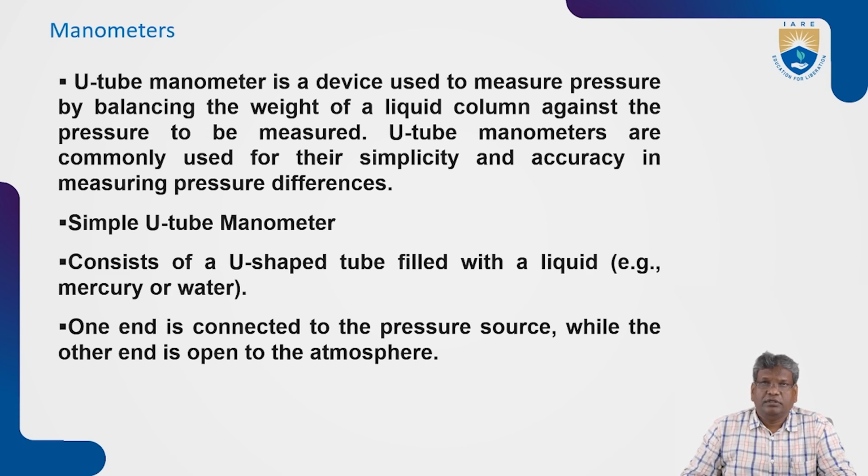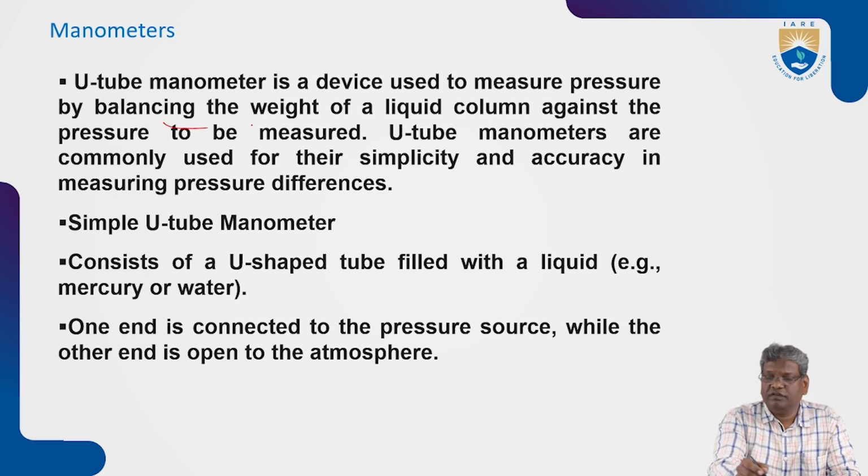Then we will discuss what manometers are, what the purpose of a manometer is. First we have seen what pressure is, the definition of pressure and units, then the different types of pressures, and how we can measure atmospheric pressure and other pressures. Now we are going to discuss manometers. A manometer is a device used to measure pressure by balancing the weight of the fluid column against the pressure to be measured.